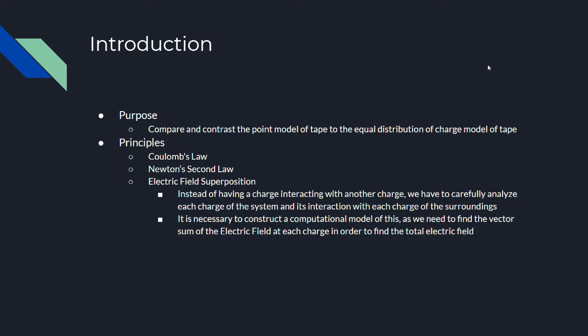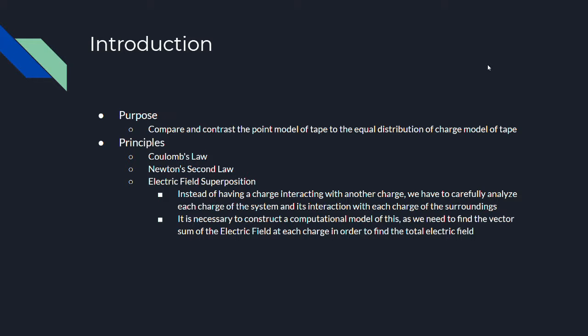In this lab, we took what we did in Lab 1 a step further by comparing and contrasting the point model from Lab 1 to an equal distribution charge model in this lab. There are a few main principles we used in this lab. Again, we're seeing Coulomb's law and Newton's second law, so I will not explain those repeatedly. But in this case, we had more of a focus on electrical field superposition.